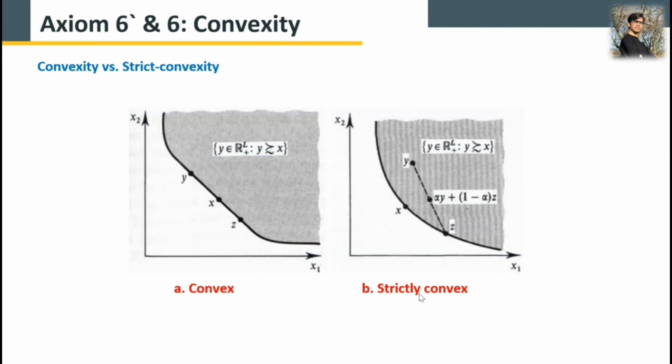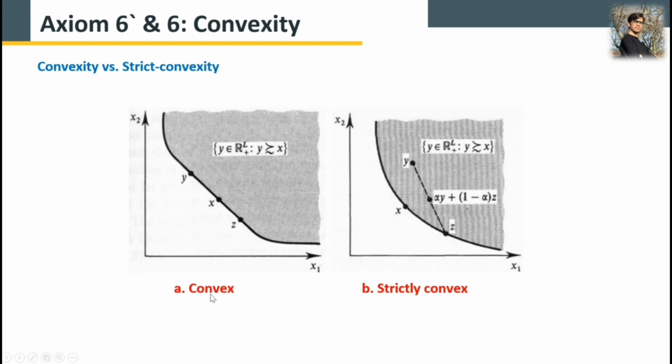So now let's distinguish between convexity and strict convexity, or the convex graph and the strictly convex graph. Panel A is convex and panel B is strictly convex. Again, before I tell you why, please write down your answer in the comment section below and tell me why A is convex and B is strictly convex. Just pause the video. By the way, panel A is convex and panel B is strictly convex. Why is that?